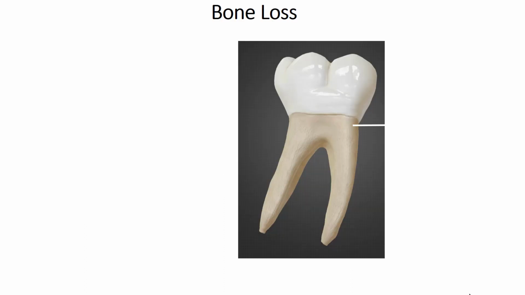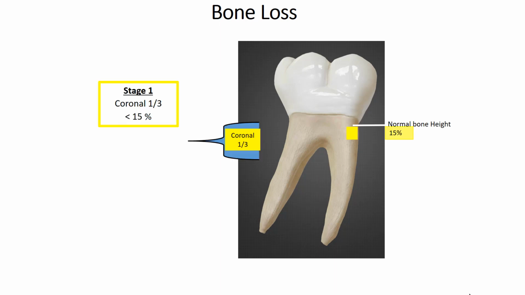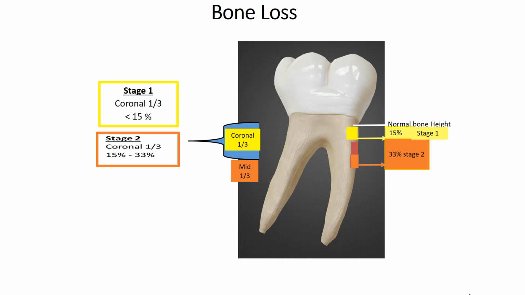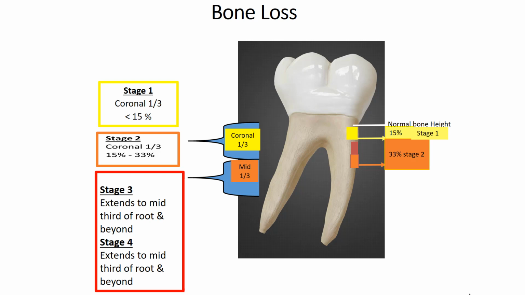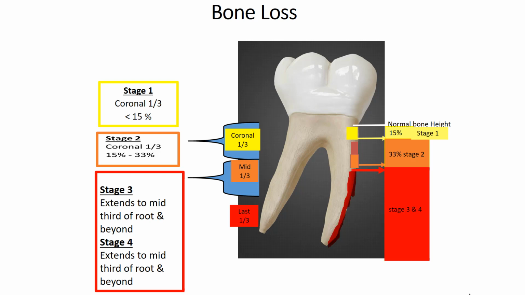And so in this particular staging, they're not only talking about percentages of bone, but also where it is on the root structure. So here's just a slide showing you a stage 1, where the bone loss is in the coronal third, less than 15%, which is very, very small, right? And then we have stage 2, which is still in the coronal third, but it's 15 to 33%. Then we have stage 3 and 4, which is extending to the mid third of the root and beyond. So I've just kind of divided the tooth there so that you can see it chunked up here. Basically, you're dividing the tooth in thirds. So it's another way to look at bone loss.